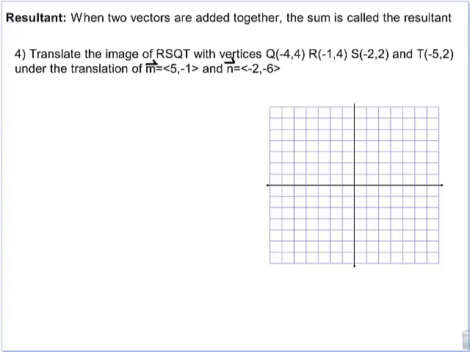So here we want to translate the image of QRST with those vertices. Q is at -4, 4. R is at -1, 4. S is at -2, 2. And T is at -5, 2. Under the translation of M, which is 5, -1, and N, which is -2, -6. So how do you think we could do this?